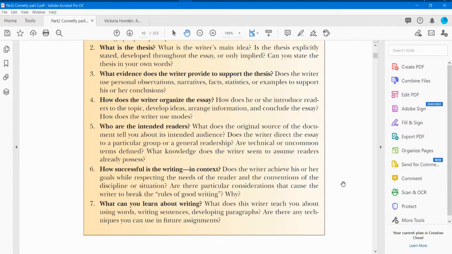So number 6, how successful is the writing? In its context, does the writer achieve his or her goals, right? So good writing, is the writing good? You can look at several aspects here, whether the person got their point across, whether it's clear, sometimes even the grammar plays a role, right? And then what does this writer teach you? Did you take anything from it? Is there anything you can use in the future? So what did you learn after reading that piece of writing?